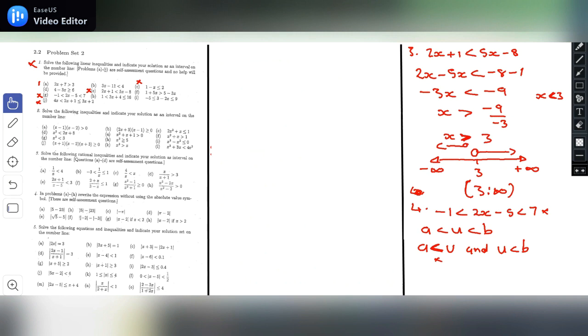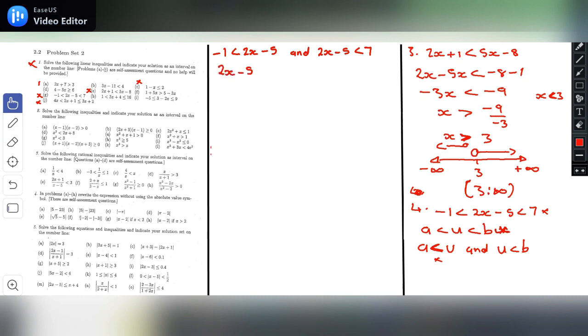Okay guys, so now let's continue. It means here we're going to have -1, which is less than 2x minus 5, and we're going to have 2x minus 5 is less than 7. Can you see this format? So you need to know this thing, guys. So now we can solve it, and we can write it in this format.